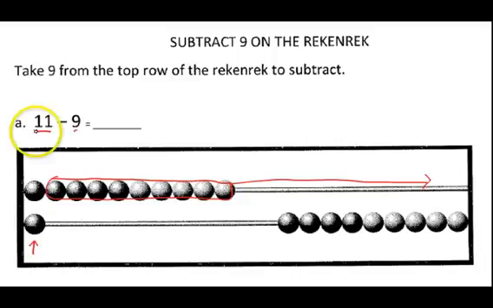My answer is what's left over on the left-hand side of the Rekenrek. So I have 2 beads left. That tells me that 11 minus 9 is 2. And that follows the previous pattern: when I'm subtracting 9, I'm going to end up with 1 more than what was in my ones column in my original number. So 11 minus 9 is 2, and you can see those 2 beads on the left-hand side of the rack.